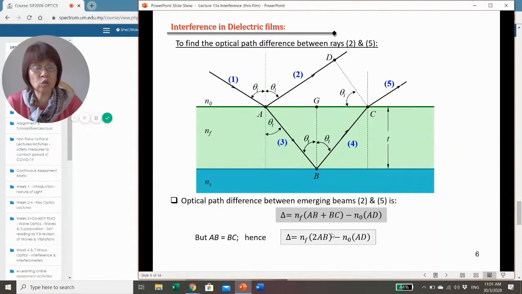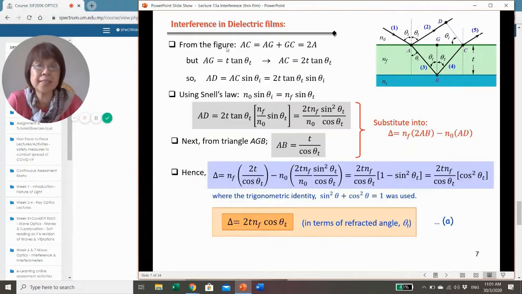But we would like to write this expression in terms of the thickness of the film, in terms of NF, and in terms of the transmitted angle theta t here. So let's work out the relation. Now AC is actually equal to AG plus GC, which is equal to 2 AG. There should be a G here.